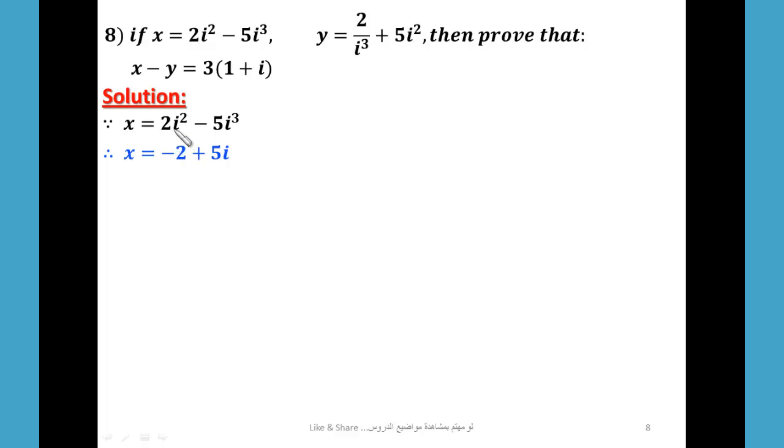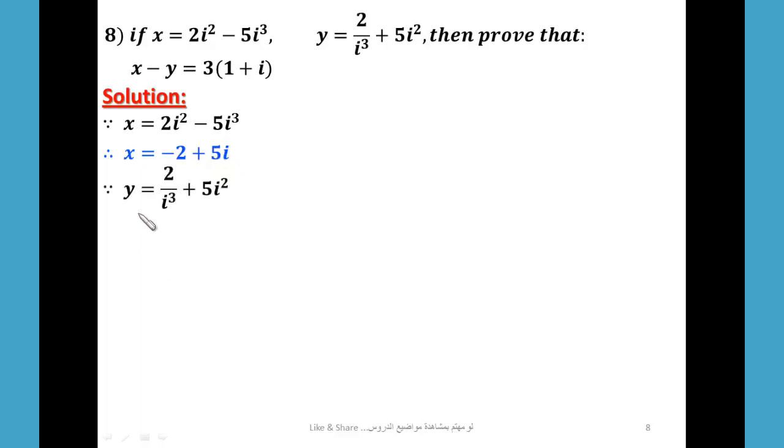i squared equals negative 1, and negative 1 multiplied by 2 is negative 2. And i cubed is negative i. Negative i multiplied by negative 5 will be positive 5i.